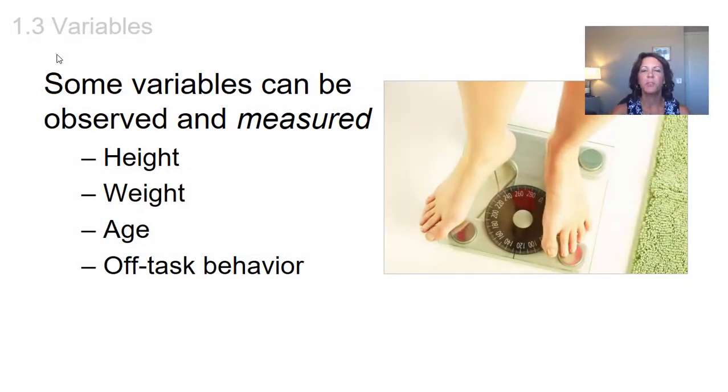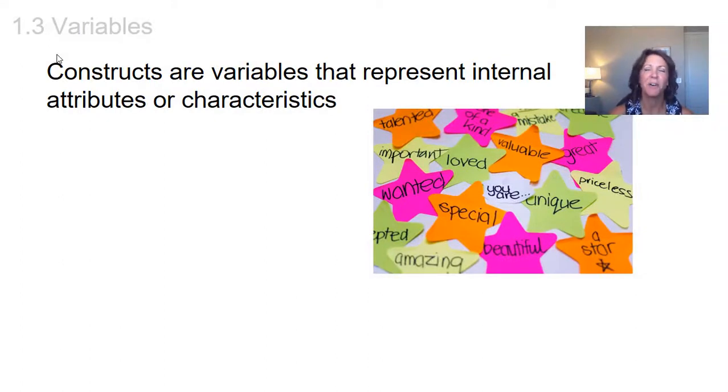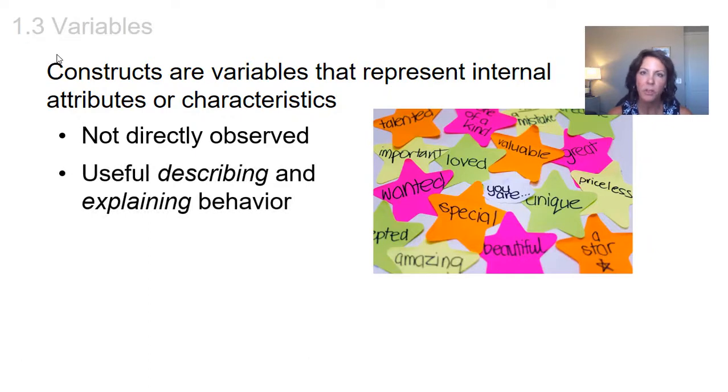Some variables can be observed and measured. So things such as height, weight, age, or off-task behavior, if I were to count how many times a student was off-task. These are easy. Psychology is not always easy, though, because we're interested in things that cannot be directly measured most of the time. So we develop constructs, and these are variables that represent those internal attributes or characteristics. So constructs are not directly observed, but they're useful for describing and explaining behavior.